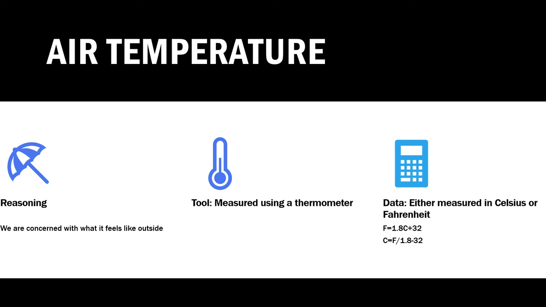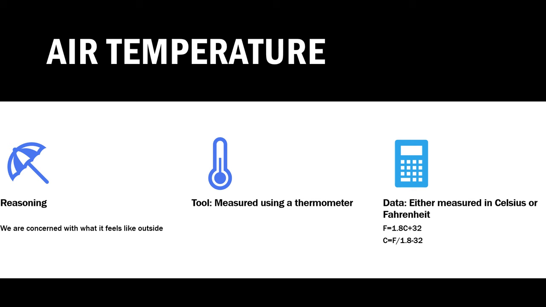I also included the equations. For our data collecting, we have been just typing into Google Fahrenheit converted into Celsius, but this is how the number is actually determined. If we take our Fahrenheit, subtract 32, and divide by 1.8, that's where we get our Celsius. And if we take 1.8, multiply it by the Celsius, and then add 32, that's how we get Fahrenheit. If you wanted to do that math yourself, it's available to you, but I just prefer to use Google.